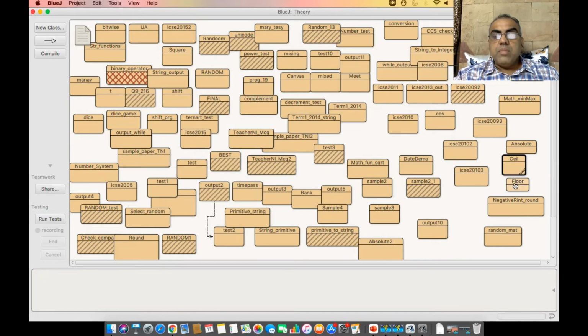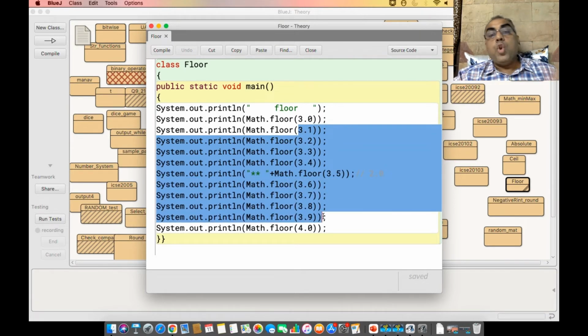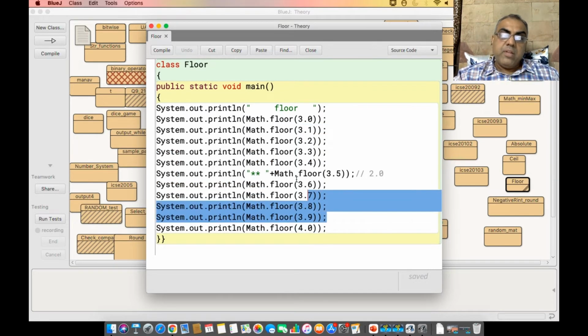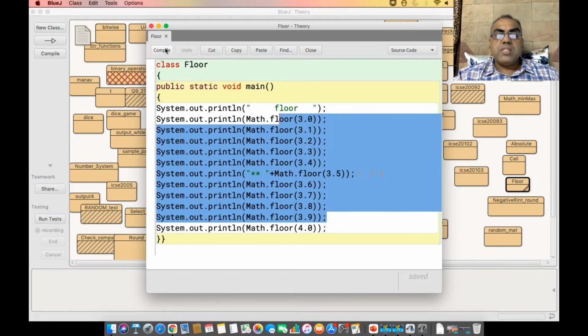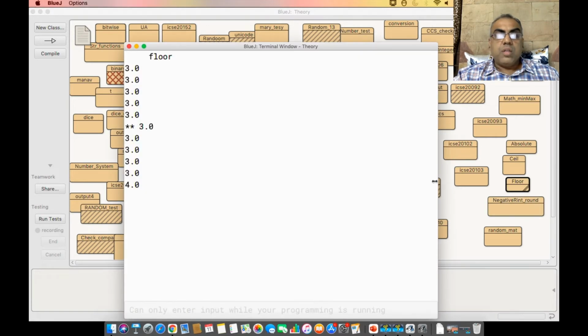Then we are going to do the same thing with floor. If it is floor, obviously 3.0 will remain 3.0, but they all will be rounded off to the lower side. The lower side of 3.1 or 3.9, everything is 3.0. So only 4.0 will remain 4.0. Everything else is going to give you 3.0 as the answer, because the lower value for 3.1, 3.2, 3, 4, 5 up to 9 is all 3.0.